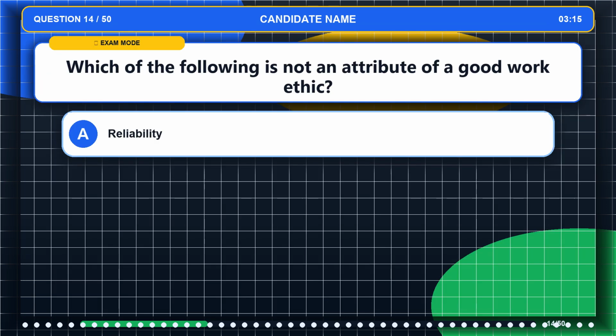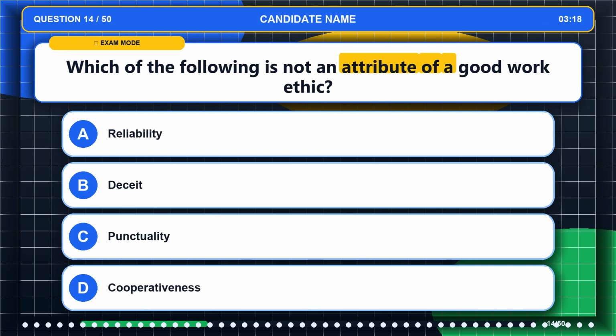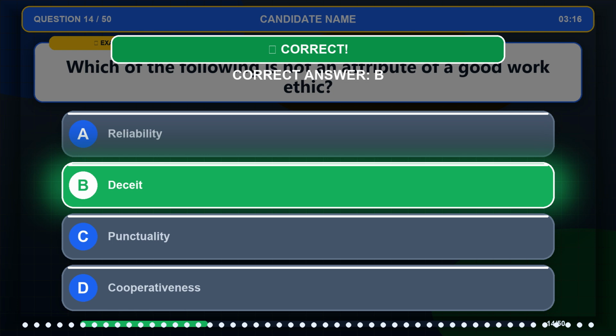Question 14. Which of the following is not an attribute of a good work ethic? Option A, reliability. Option B, deceit. Option C, punctuality. Option D, cooperativeness. The correct answer is option B, deceit.